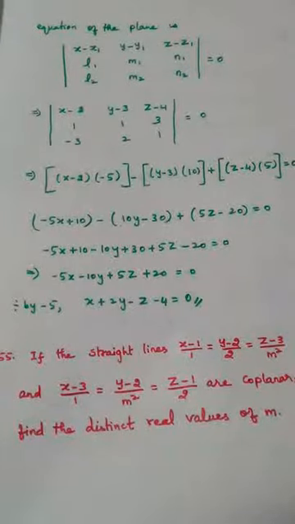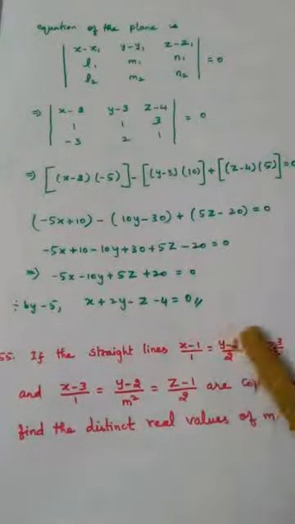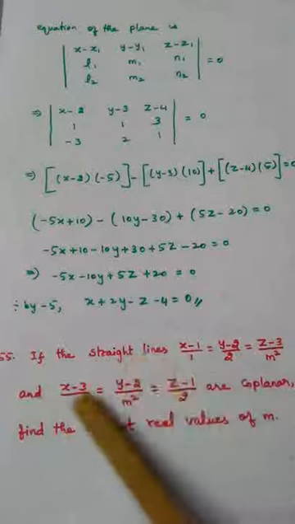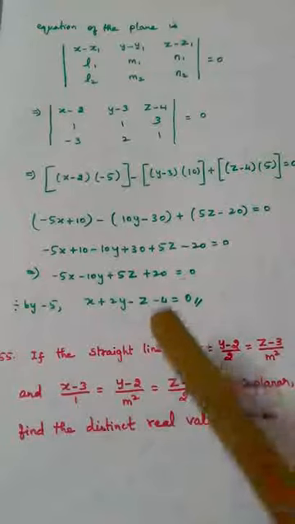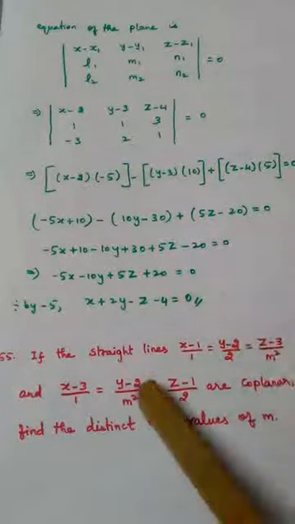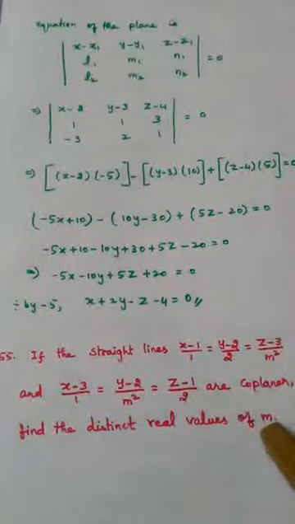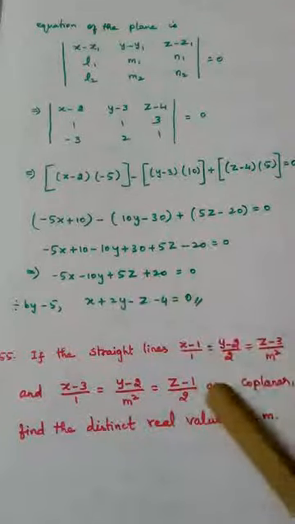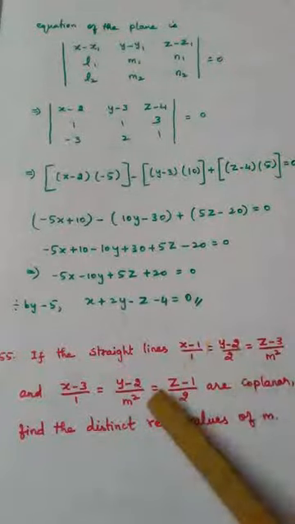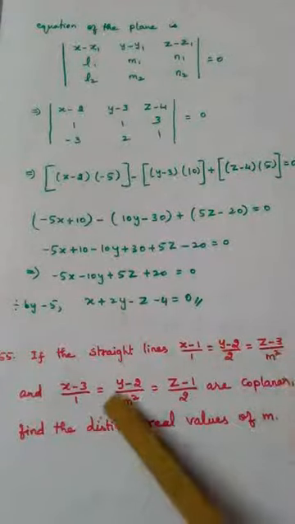We will move on to one more sum. Problem number 55. If the straight lines, again this is the first straight line and this is the second straight line, are coplanar. What is the meaning? They themselves are given as coplanar. Find the distinct real values of m. In the previous sum we proved that lines are coplanar, but in this sum they have given that these two lines are coplanar. They are asking us to find the value of m. So the m value we have to calculate.